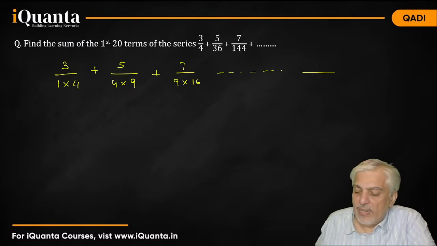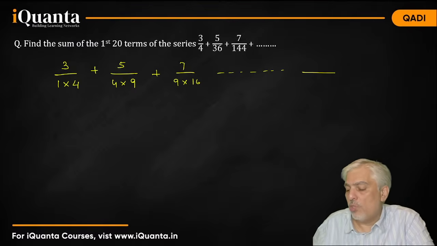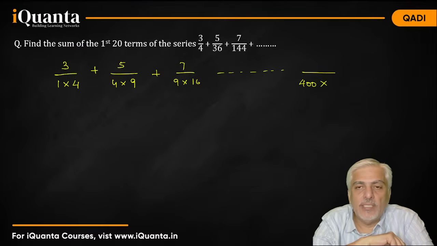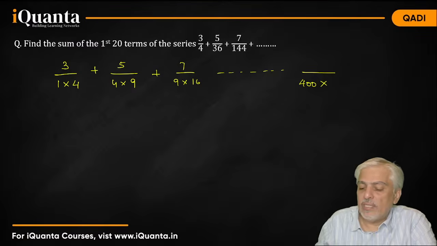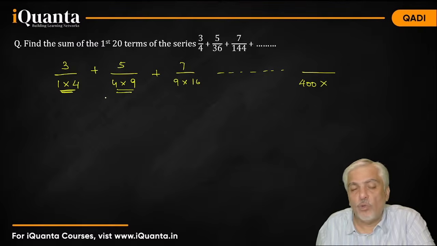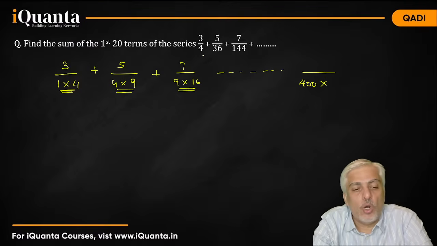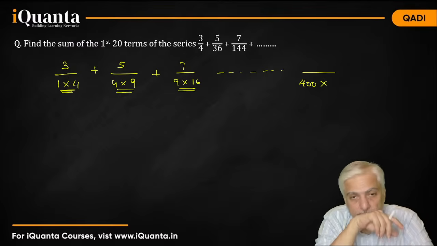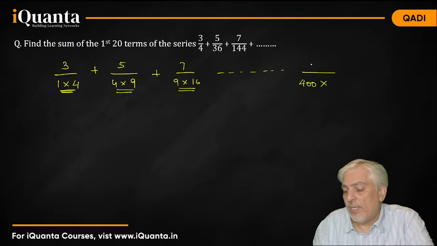So this will definitely be 400 into something. Okay, pay attention everybody. This will definitely be 400 into something. Now if you notice, the difference in the terms is here in the numerator. 4 minus 1 is 3. 9 minus 4 is 5. 16 minus 9 is 7. 3 plus 5 plus 7 is all odd terms. So the 20th term will be 41.